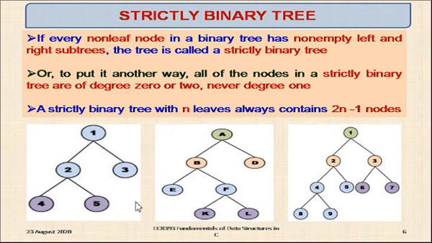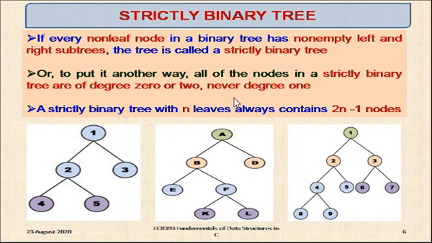Suppose 3 is having only one left child or right subtree, then it is not called a strictly binary tree, but it is called a binary tree, right? Or in other words, we can say that all of the nodes in a strictly binary tree are of degree 0 or 2, never degree 1. That means the degree of node 1 is 2 because it is having two subtrees, whereas the degree of 3 is 0 because it doesn't have any subtree at all.